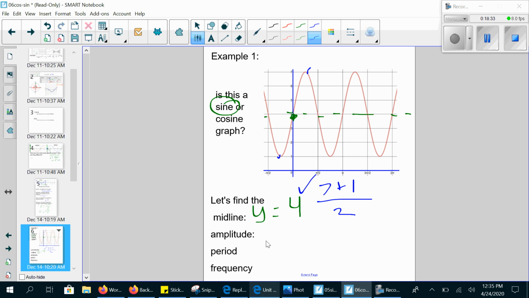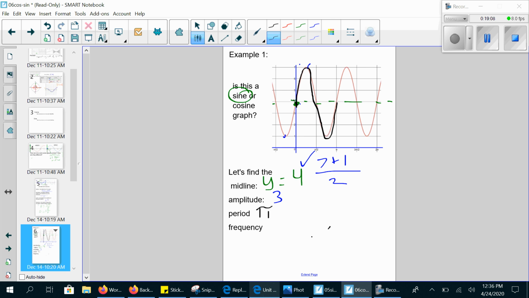The amplitude then is the distance from the midline up to the maximum. So we're going from 4 to 7. The distance from 4 to 7 is 3, so we've got an amplitude of 3, and then our period is how long it takes on the x-axis for this pattern to repeat. So if we start here, we're starting at the midline going up, hit the maximum, come back around down to the minimum, and hit the midline again. There's our pattern. It took us from 0 to pi, so we have a period of pi.